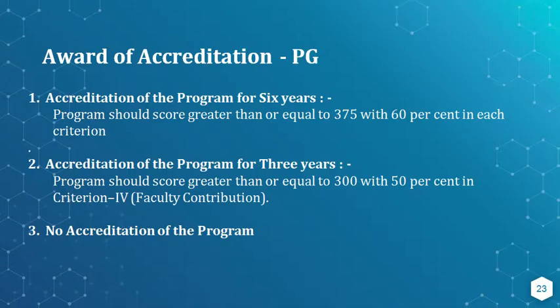For accreditation for 3 years, you should have 300 marks or greater out of 500, and you should achieve 50% in criteria 4, that is faculty contribution. If this minimum criteria is not achieved, no accreditation will be provided for the PG program. So this is the condition for 6 years and 3 years. Again, it will be very tough when it comes to PG accreditation.